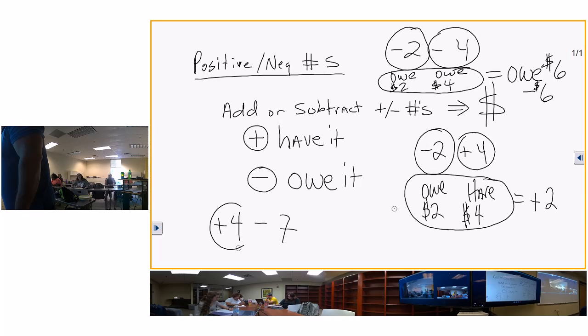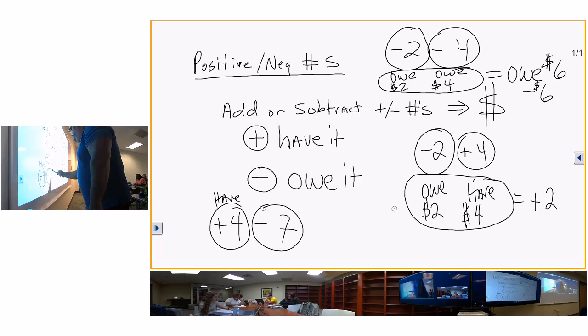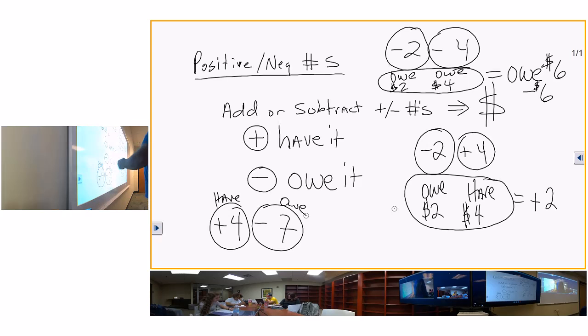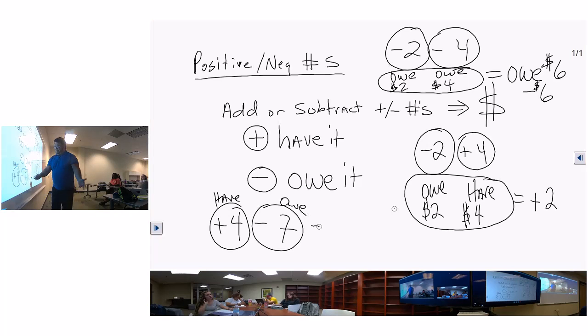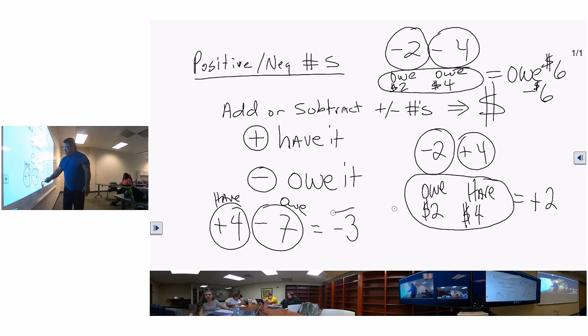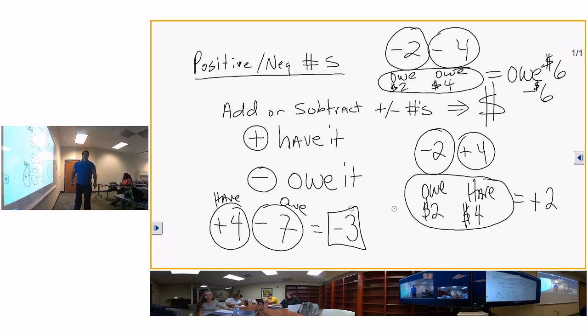This one says I have $4. This one says, well, if I have $4 and I owe $7, what's the outcome of having $4 and owing $7? You owe $3. Now, somebody tell me, why is that difficult?